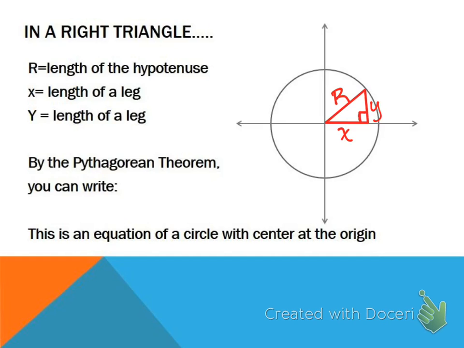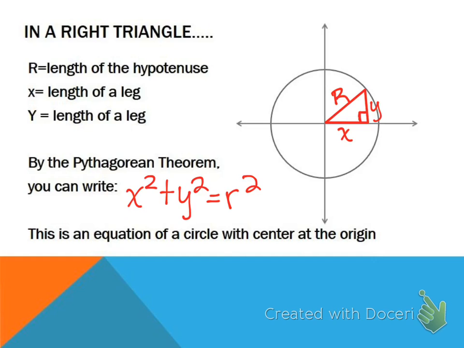So by the Pythagorean theorem, if we were to use this r, x, and y that they've told us to use from this right triangle that we drew in the circle, what could we write? Instead of a squared plus b squared equals c squared: x squared plus y squared is all squared. Beautiful. x squared plus y squared equals r squared.